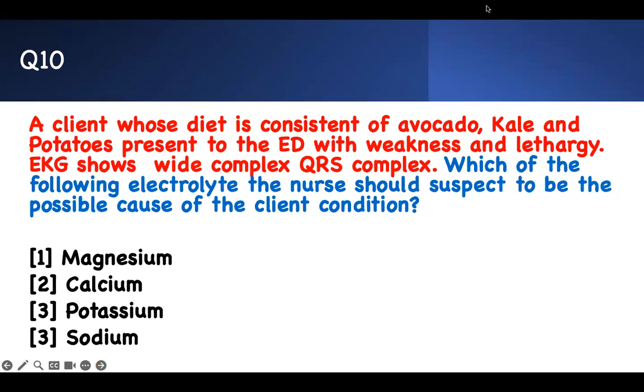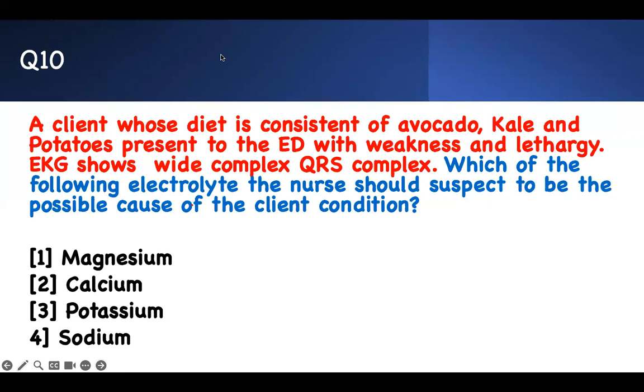Number 10. A client whose diet is consistent with avocado, kale, and potatoes presents to the emergency room with weakness and lethargy. EKG shows wide complex QRS. Which of the following electrolytes should the nurse suspect to be the possible cause of the client's condition?